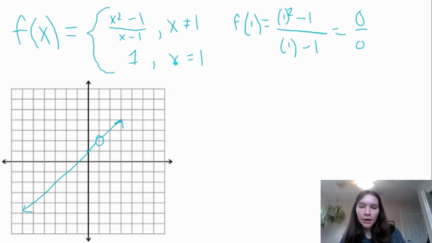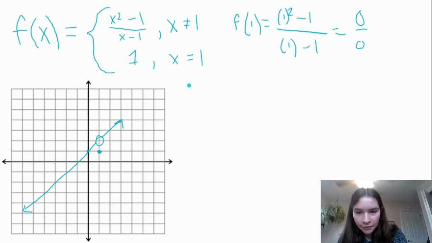And then the second part of the equation here tells us that at x equals 1, f of x is going to equal 1. So we have a point there and a hole right there. So how do we write the limit for this? The left and right hand limits.